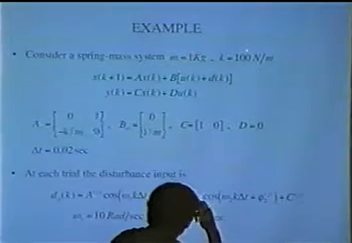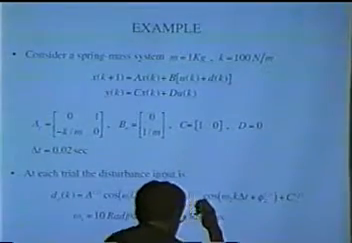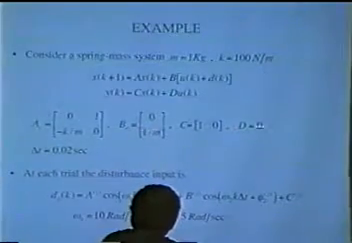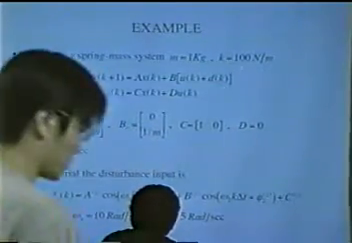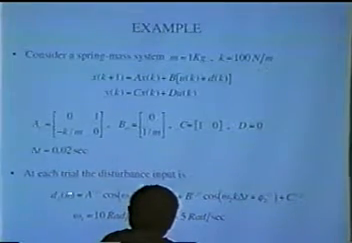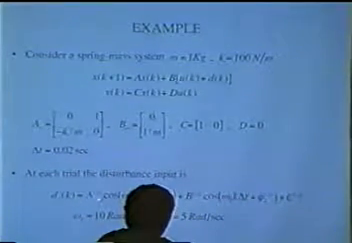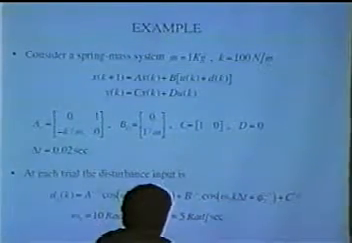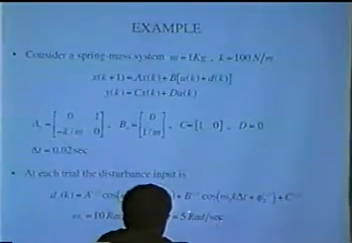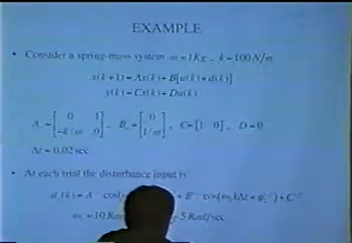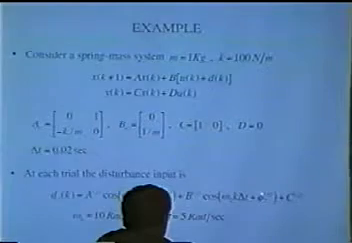That's a mass, and that's a spring stiffness. So we can put it into state space form, and that's our A, B, C, D, and we put a disturbance in. And this is what the disturbance looks like. At each try, the disturbance consists of two frequencies, 10 radians per second and 5 radians per second. At each try, you can put in a different amplitude and different phase for the disturbance.